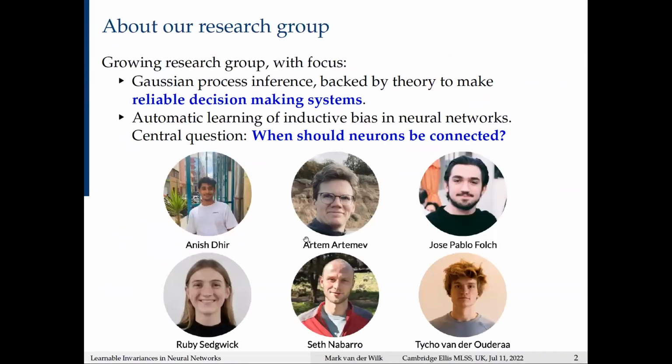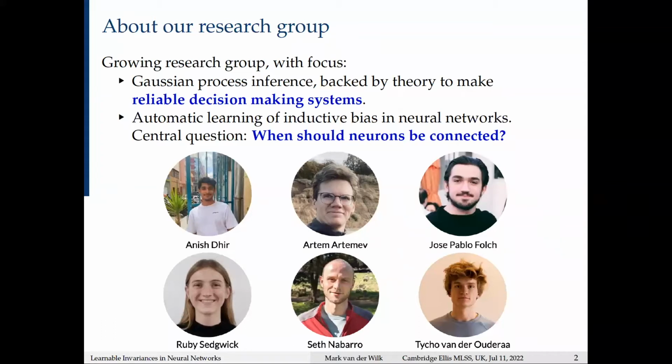My name is Mark van der Wilk, and I'm at the Department of Computing at Imperial College London, where I'm essentially growing a research group with basically two main focuses. One is on Gaussian process inference and doing accurate Bayesian inference in these kinds of models. And we're trying to use theory to make reliable autonomous decision-making systems. So we're trying to make these methods really work very well and use theoretical guarantees to make sure that we don't need to choose any parameters in ad hoc settings. So that's one research direction.